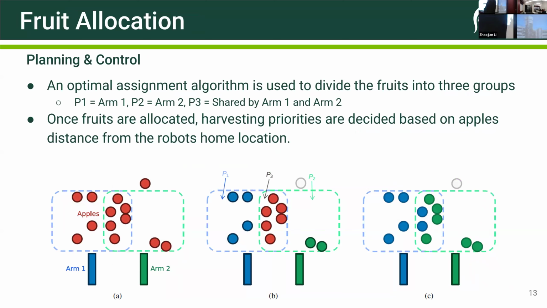With all the fruits detected and localized, because we have multiple arms, we then do the allocation, deciding which arm picks which apples. Through this optimized allocation, compared to the nearest-first baseline, we can save more than 15% of the travel distance and the operation time.